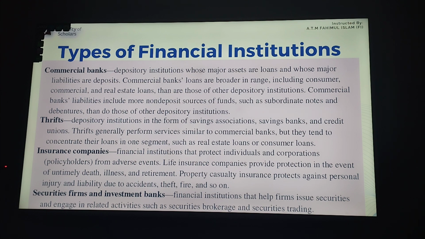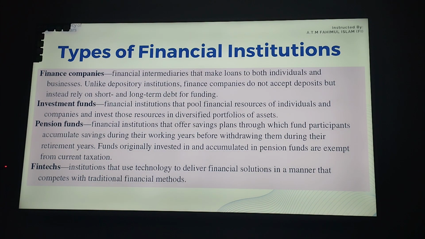So here is another type of financial institution, that is insurance companies. Another one is securities firms and investment banks. We are familiar with it, but we are not familiar with thrifts, right? So we'll study about it in the next class. Some more types of financial institutions are financial companies, investment funds, pension funds, and the last one is fintechs. Fintech is usually a new concept in financial institutions which works with digital finance. So we'll also learn about it. It is very important, and it is a new concept which we should know about.